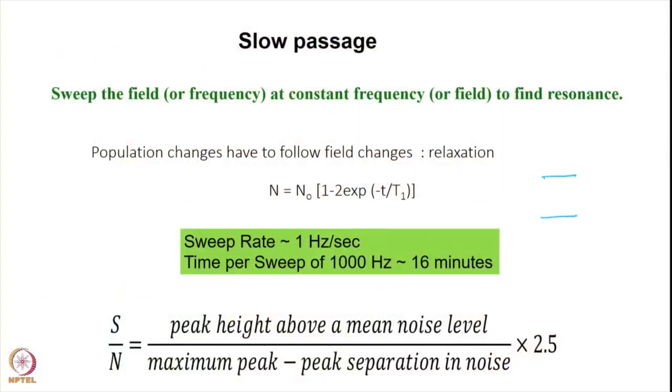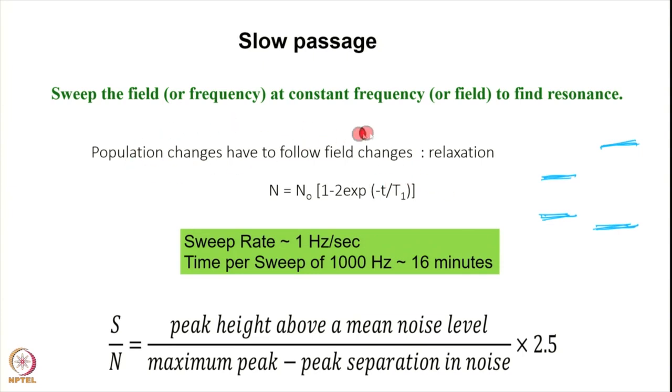But when you sweep the field, what happens? The energy levels will change, okay. If I have a particular field here, and I change the field, the energy levels will become like this, and the populations which are present here will have to readjust to these new levels. That is dependent on what is called the spin lattice relaxation time, and this is a slow process. Therefore, the population changes have to follow the field changes.